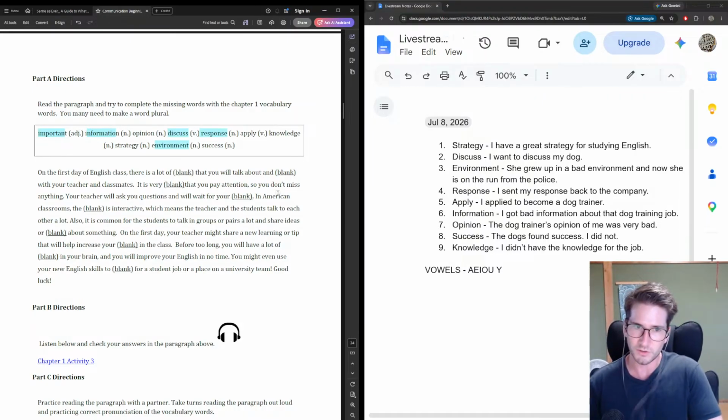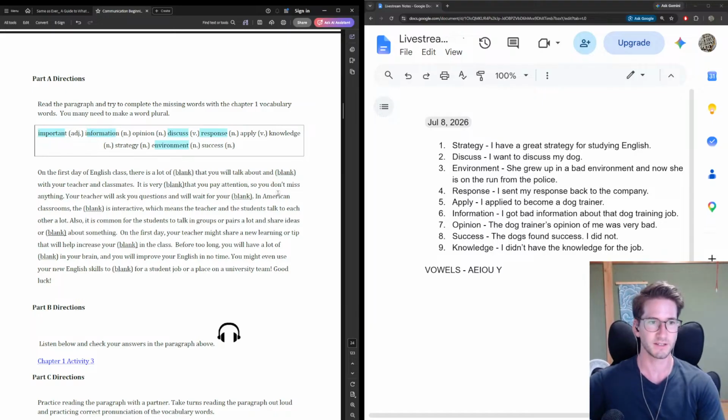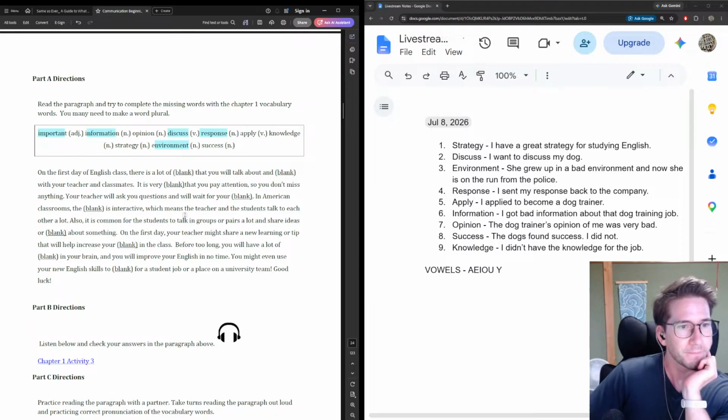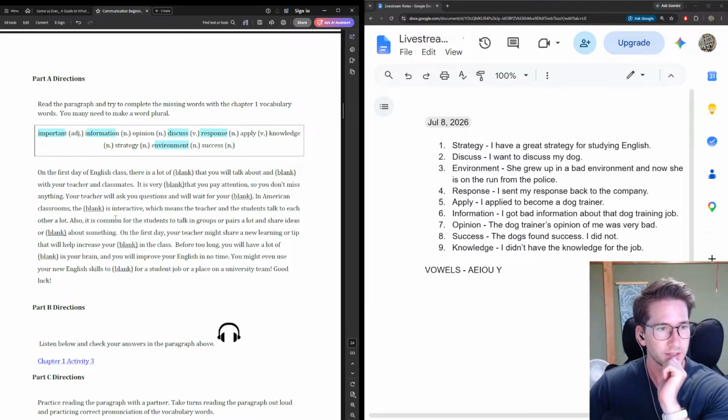And I think almost all Western style language classrooms, there's a lot of important speaking and important discussion. Okay. Which means the teacher and the students talk to each other a lot. Yes, the most important thing. Also, it is common for the students to talk in groups or pairs a lot and share ideas or opinions about something. Yes, I didn't need to highlight that.